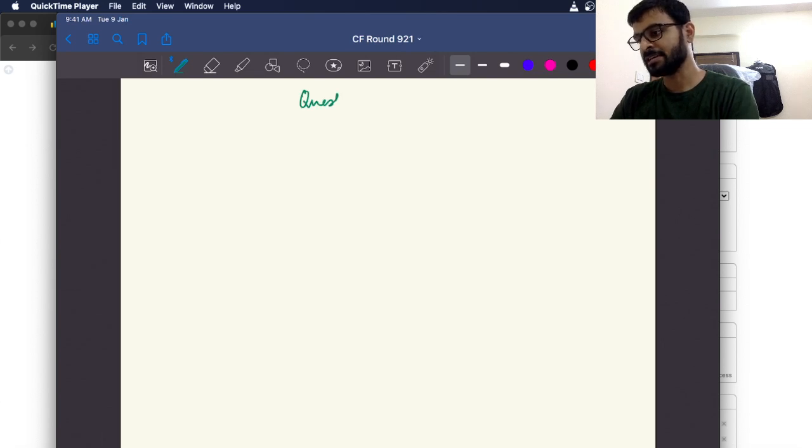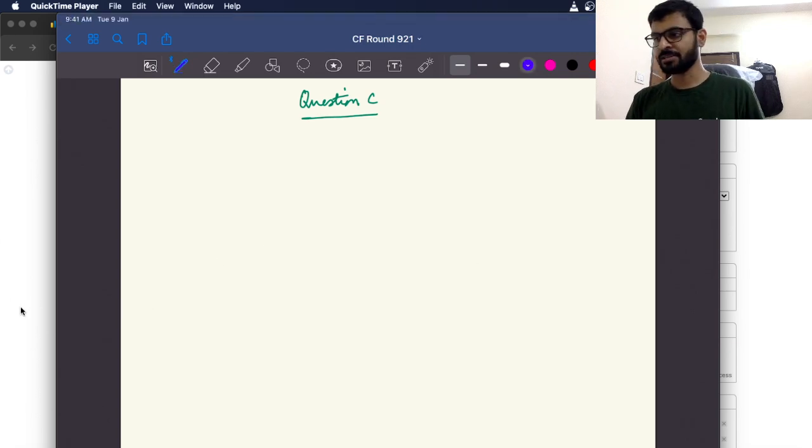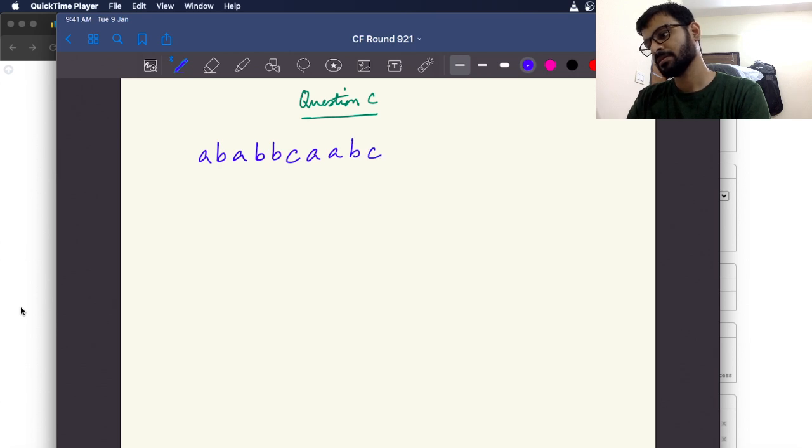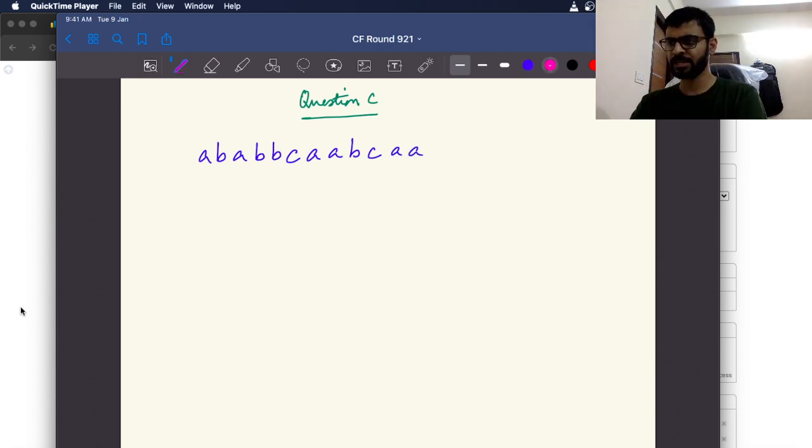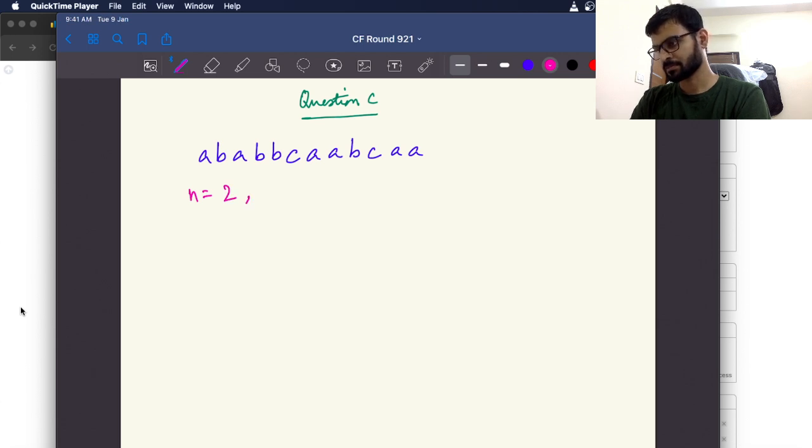Question C. Now, you are given a string. Let's say we have A, B, A, B, B, C, A, A, B, C, A. A long string. If I say that, okay, N has to be 2, and K has to be 3. Many such strings will be possible.